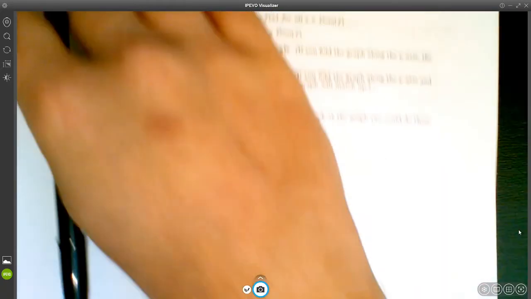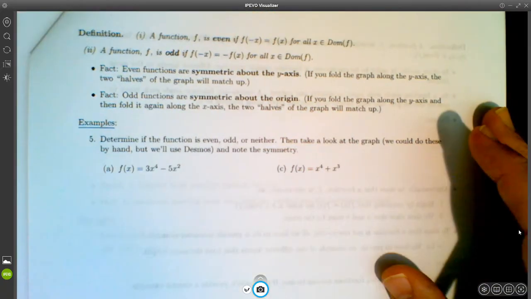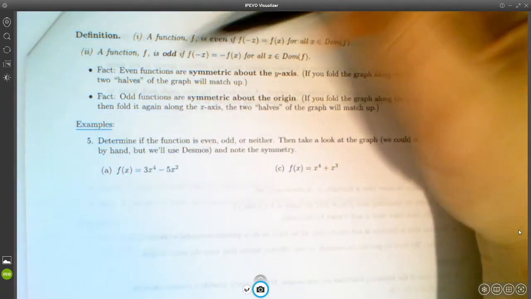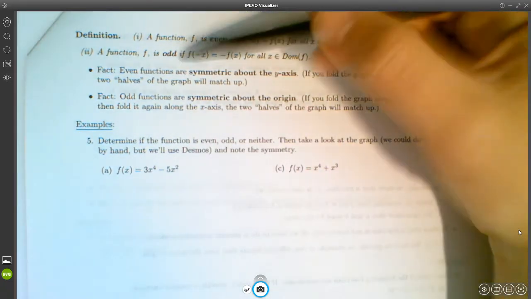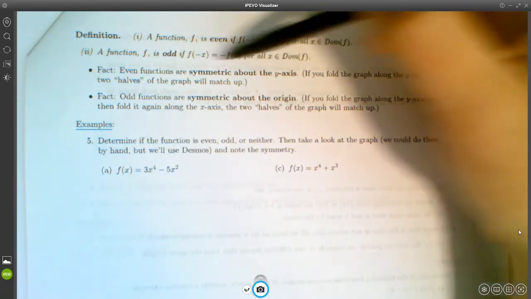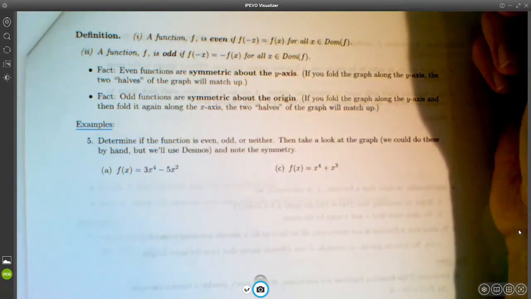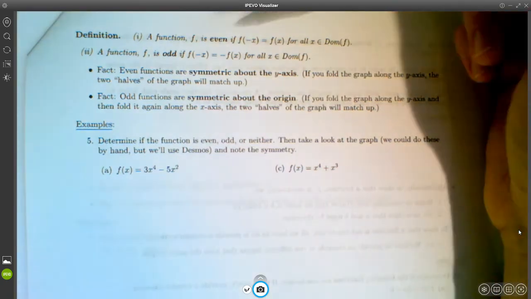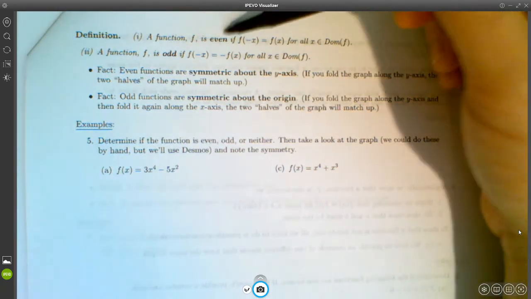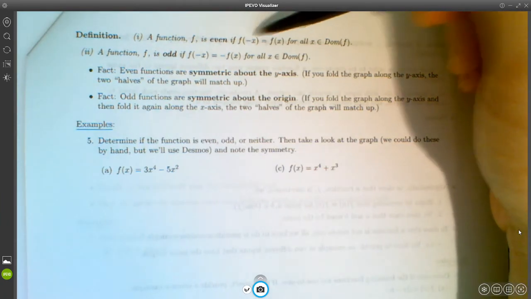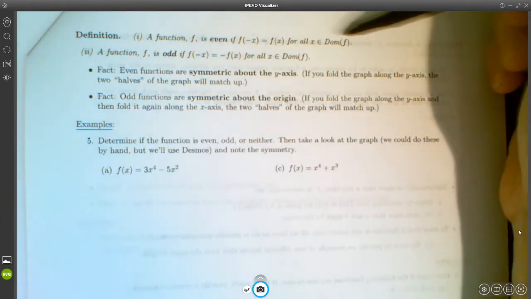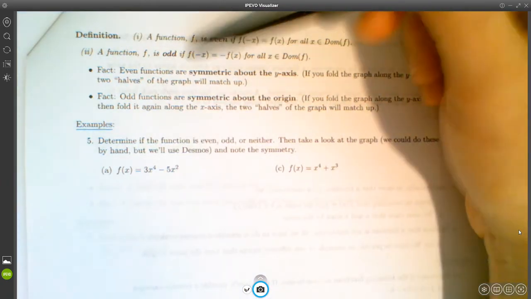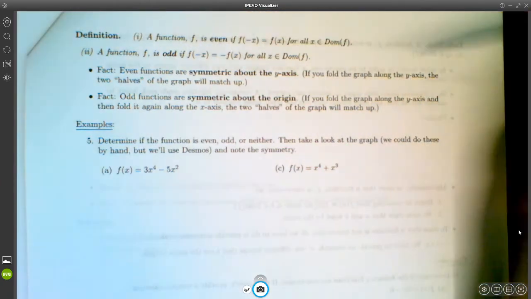Another property of functions that can be pretty useful is the concept of even and odd functions. The reason this concept is useful is because it tells us about symmetry. So it's very useful when we go to graph a function. But here's how even and odd works. A function f is even if f of -x equals f of x for all x in the domain. F is odd if f of -x equals -f of x for all x in the domain.